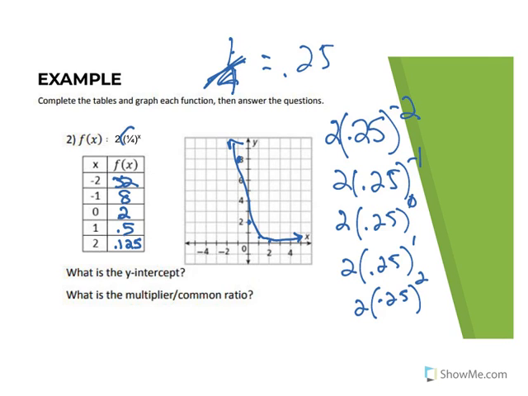If you know that this fraction means it's decay and will be going down to the right, it's one way to help you know that you've done things correctly, because if you graphed your numbers and it didn't do that, then you did something wrong, okay? And again, what's the y-intercept? It's our starting value, our a. What's the multiplier or common ratio or growth factor? It's our fraction in this case, or our b.